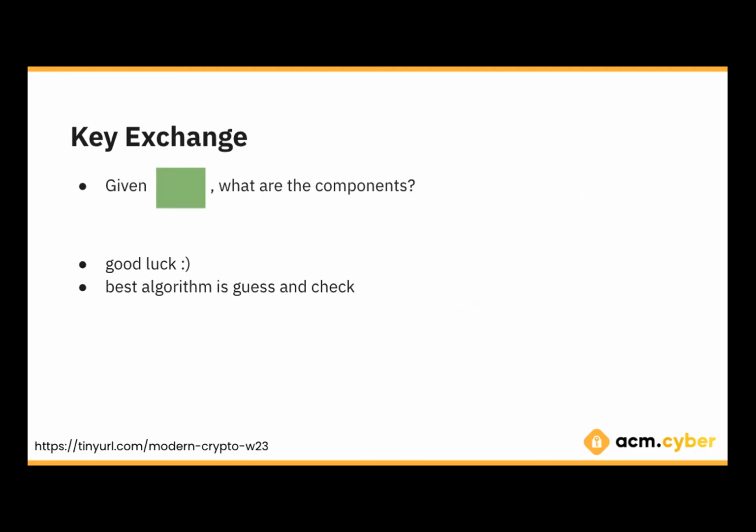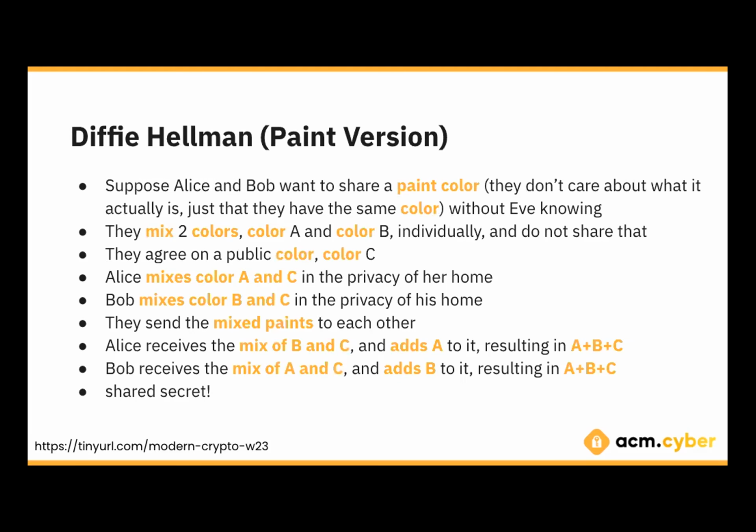So this is an easier to understand version of the problem. Okay, so suppose that Alice and Bob, two people, want to share a paint color. They don't really care about what it is, just that they have the same paint color and they can paint their houses with it or something. They want to match, but they don't want Eve to match with their color because they're mean bullies and they don't want Eve to be part of their friend group.